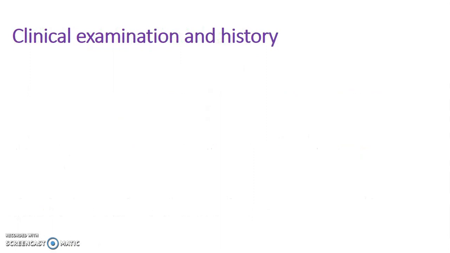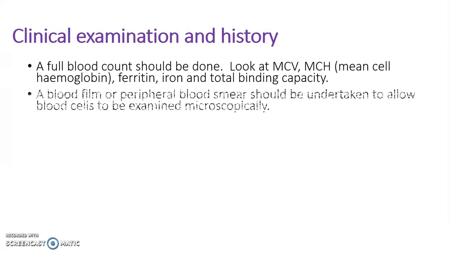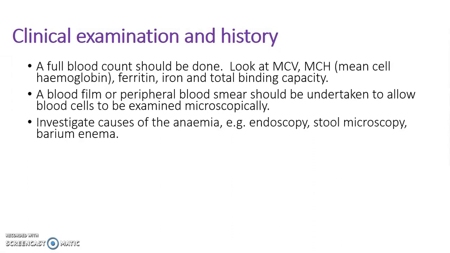Okay, so clinical examination and history, what are you looking for? So when a patient comes in, a full blood count should be done. When you do that, you'll be looking at the mean corpuscular volume, the mean cell hemoglobin, ferritin, iron, and total binding capacity. A blood film or peripheral blood smear is usually undertaken to have a look at the blood cells under the microscope.